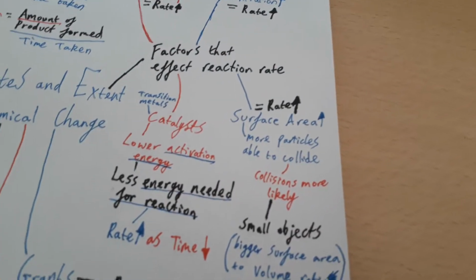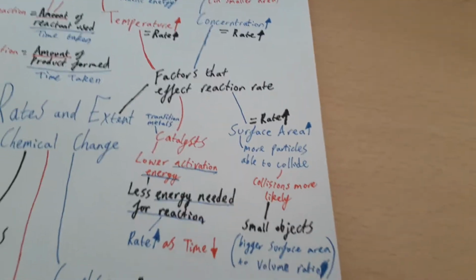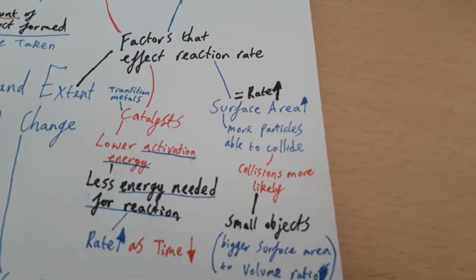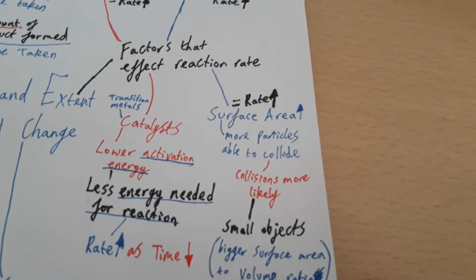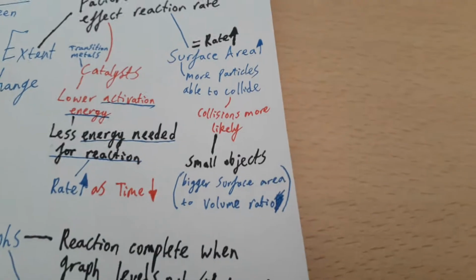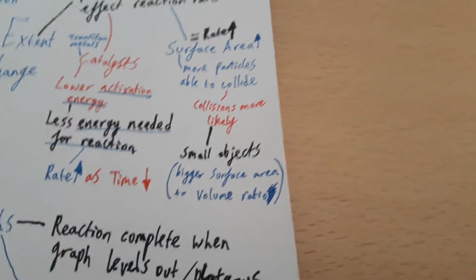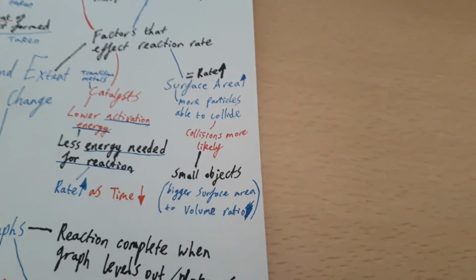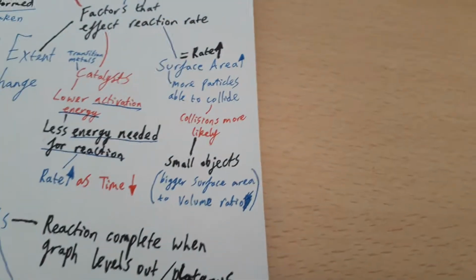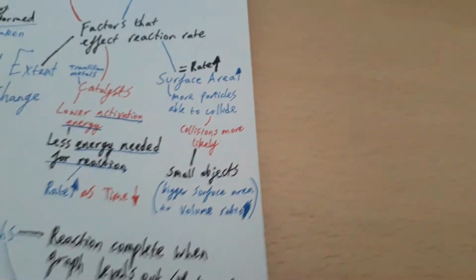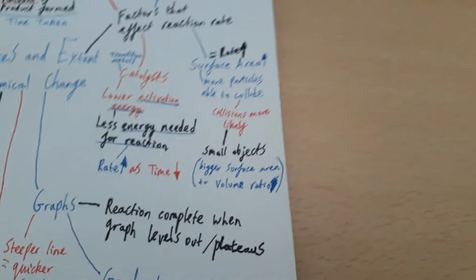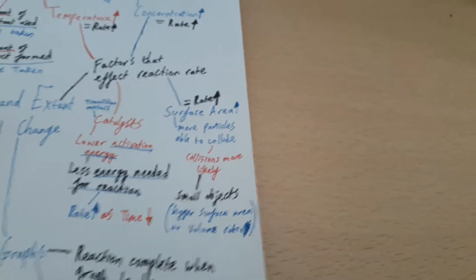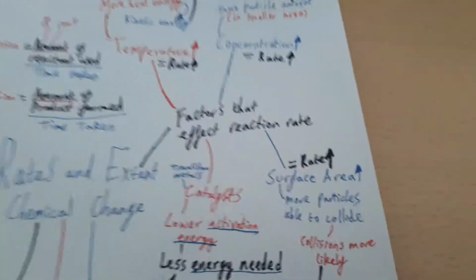Surface area. The rate goes up when the surface area goes up, as more particles are able to collide, so collisions are more likely, because there's more actual particles that can collide with it. Small objects have a bigger surface area to volume ratio, because bigger things don't always have a big surface area, because it depends on their volume as well. It's comparing the two together. And smaller things often have bigger surface areas because there's less mass around the point.